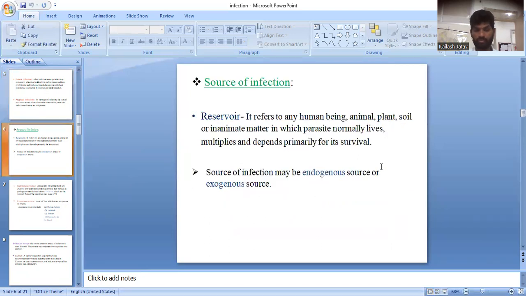Source of infection. Reservoir. It refers to any human being, animal, plant, soil, or inanimate matter in which a parasite normally lives, multiplies, and depends primarily for its survival.